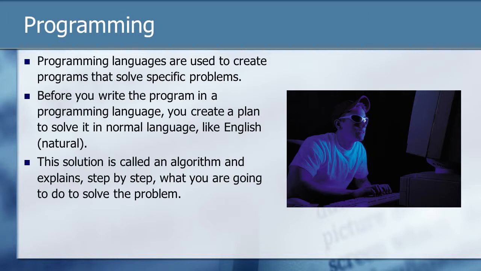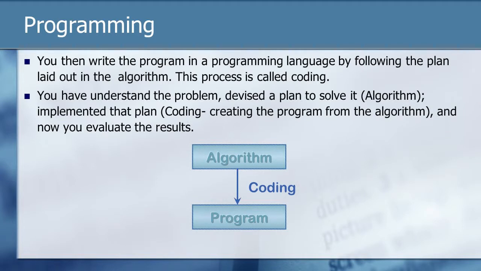Basically that explains step by step what needs to happen in order for the problem to be solved. We then write the program in the programming language by following that plan that was laid out in the algorithm. And the process of doing this is called coding. So we have to understand the problem, devise a plan to solve it, which is our algorithm, implement that plan, which is our coding, creating the program from the algorithm, and then evaluating the results of that particular program to see if it's giving us what we want.